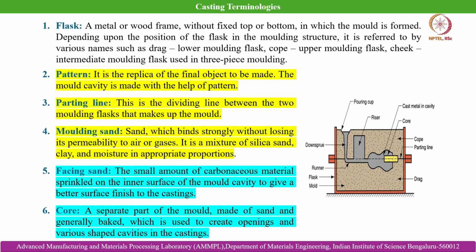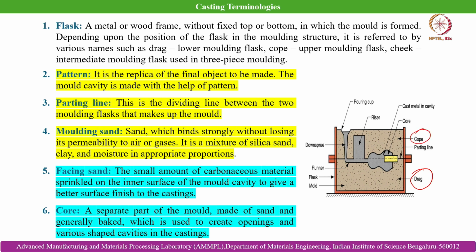Okay. So now we will start with the casting terminologies. These are the different functional parts of a typical mold cavity. So number one is the flask. It is made of metal or wood frame. It consists of two molding flasks. One is placed at the bottom, another is placed at the top. So here the bottom flask is called the drag, and the top flask is called cope.